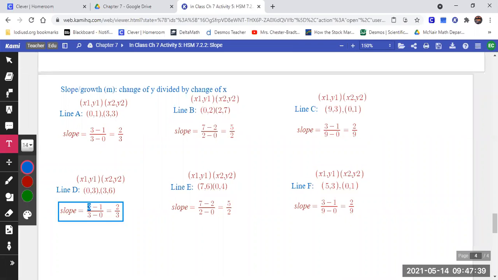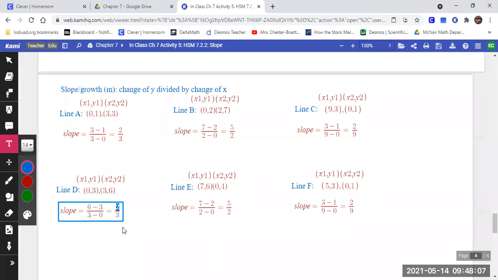Six minus 3. Okay, that's fine. Could I have done 3 minus 6? Yes. Since I started with 6 for the Y's, I have to start with the 3 for the X. So if I had decided to say 3, 6, then I would be doing 0, 3. So you just have to make sure wherever you start the Y level, you go back to that same parentheses for the X level.